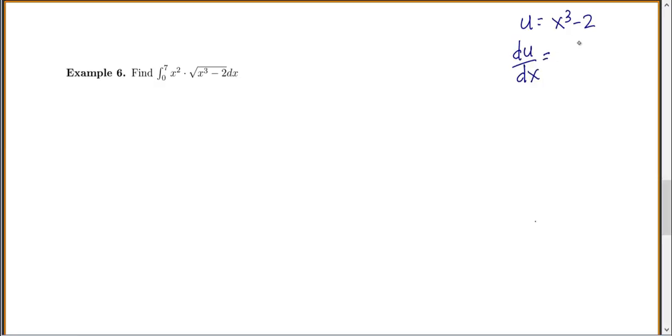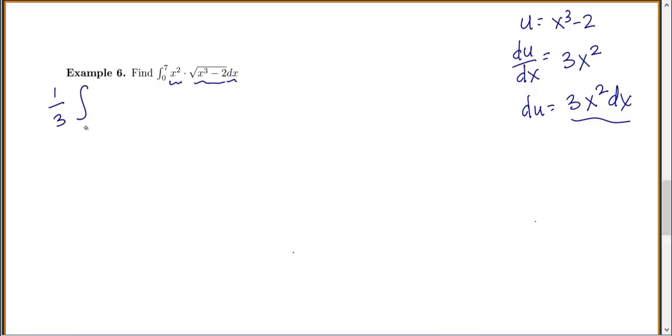And the derivative of u is going to be 3x squared, and du equals 3x squared dx. So if we come back over here, this x cubed minus 2, that would be my u, and this x squared and dx, that's almost du, except what am I missing? I'm missing a 3.